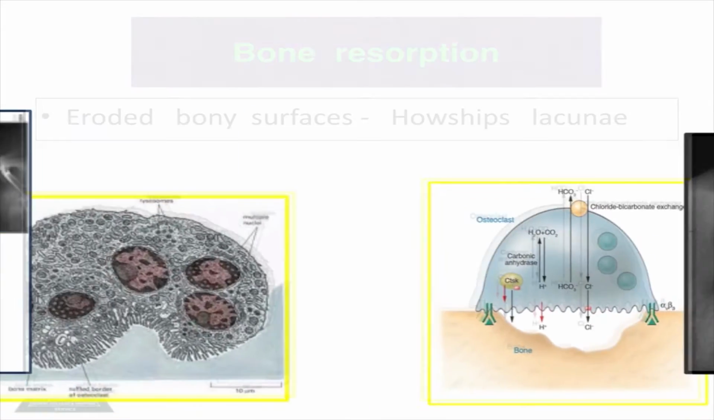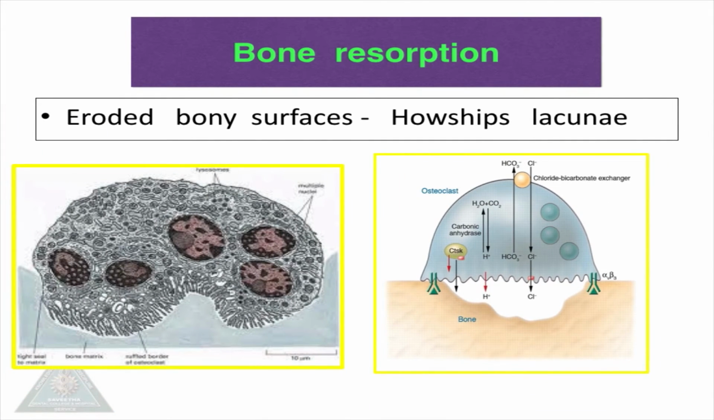Bone resorption is a complex process morphologically related to the appearance of Howship's lacunae and multinucleated cells called osteoclasts. First, the osteoclast attaches to the bone surface, secreting acid phosphatase and cathepsin, dissolving the organic and inorganic content of bone.